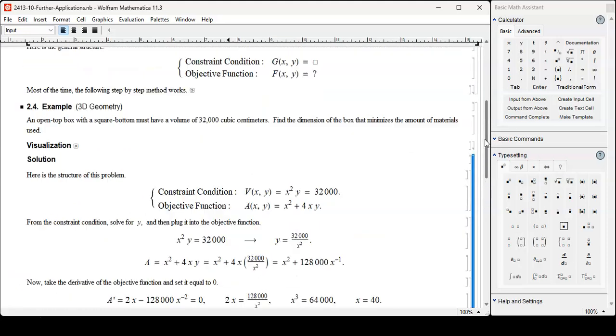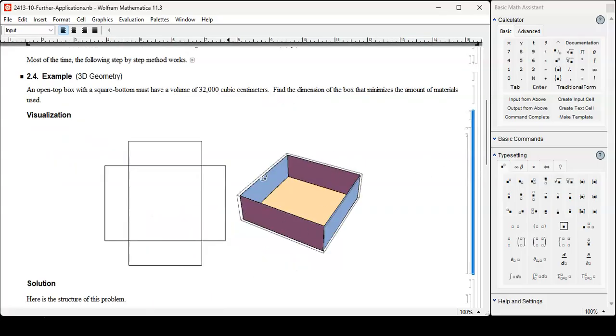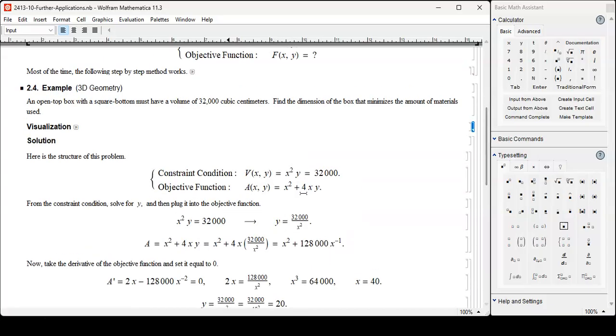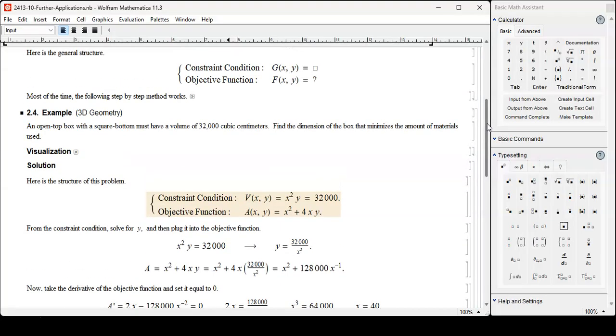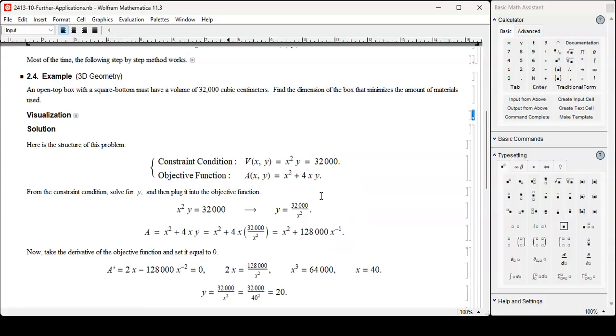The structure here: the constraint condition is volume of 32,000, which is x squared times y. Look at the picture, x squared times y, base area times height. And the objective function is x squared plus 4xy. So we have this structure, constraint condition and objective function. By the way, the objective function is the area here. X squared is the base area, and 4 times the area of the rectangle xy. That's how I got this.